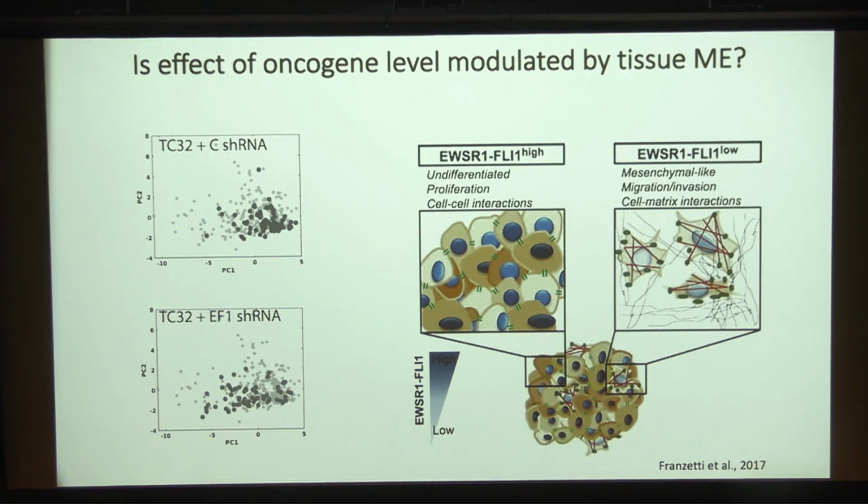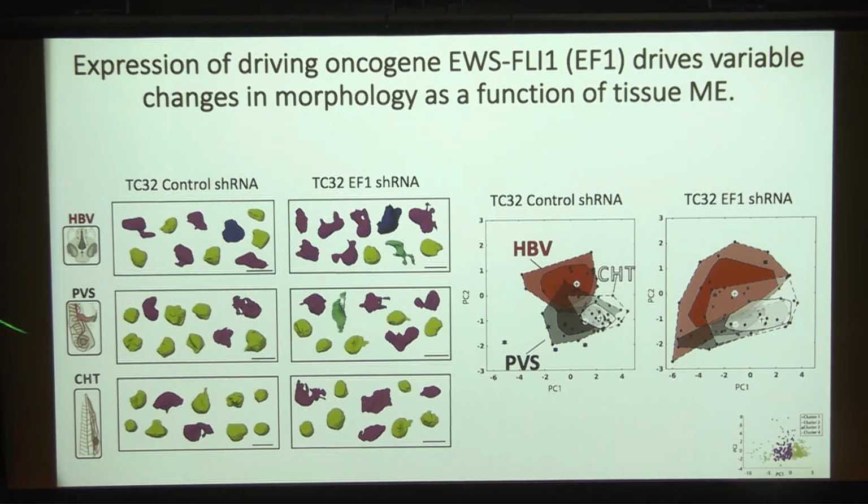So now that we know that the oncogene affects cell state and that the different environments have some effect on the morphotype or cell state, we wanted to see if the effect of oncogene level could be modulated by the tissue microenvironment. So I already showed you that in our control shRNA, we really saw nice tissue-specific specialization of cells. But when we knock down the oncogene, we see this shift towards sort of a universally more protrusive cell state, and a loss of sensitivity to the environmental cues. Namely, the cells become sort of indiscriminately more protrusive, regardless of any environment they're in.